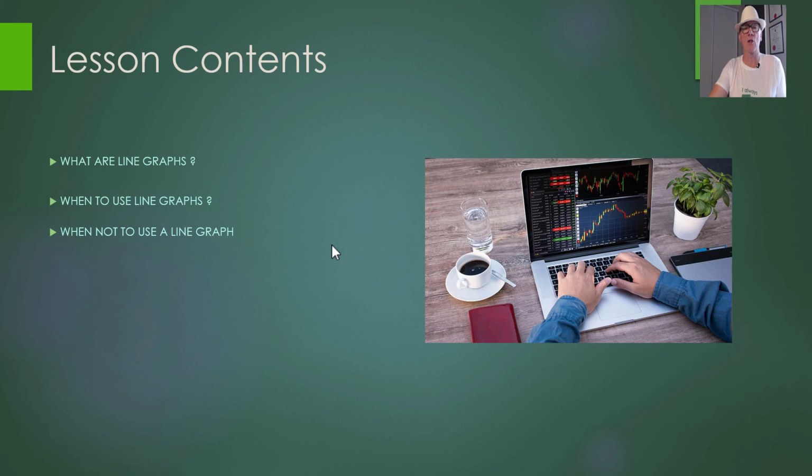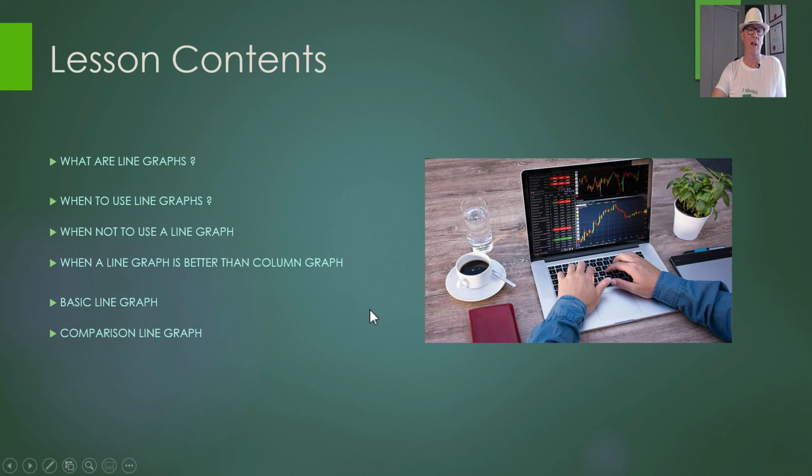There are certain situations where you should not use a line graph and a column graph would be much better to use. Then, when a line graph is better than a column graph, looking at it the other way around. You'll be able to decide between column and line, which is best to use, after doing this lesson. We'll make basic line graphs first, and then a comparison line graph. We'll also look at how you add a picture onto the background of your graph to make it a little bit more interesting to look at. And then we've got a line graphs challenge task for you to check your learning.